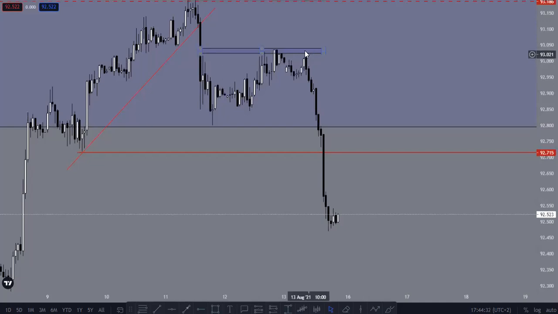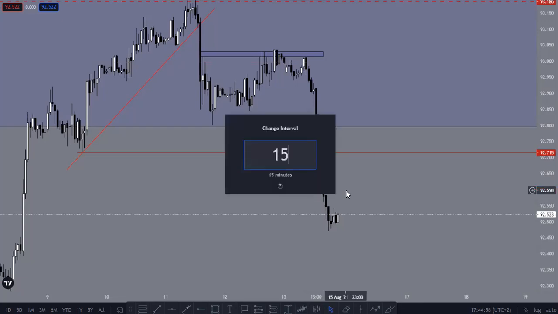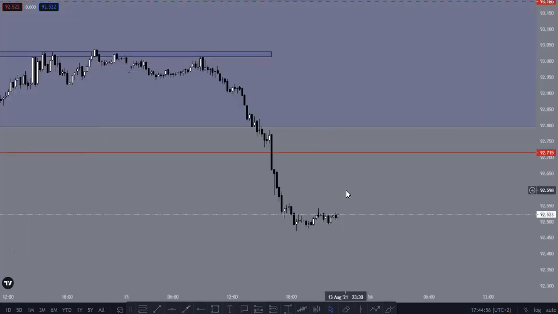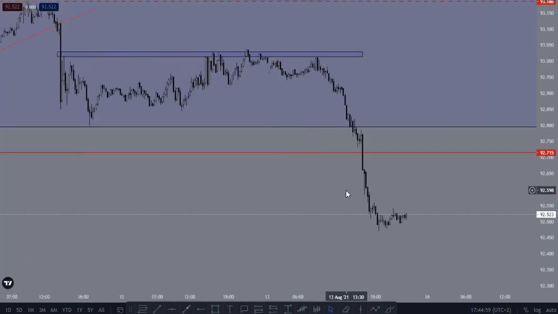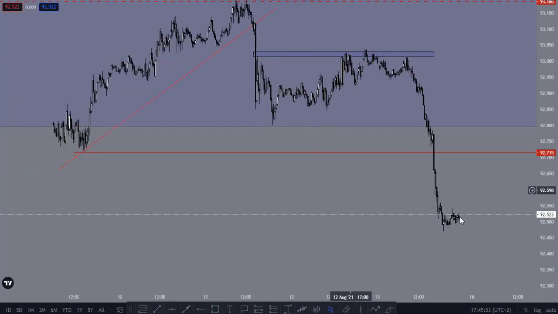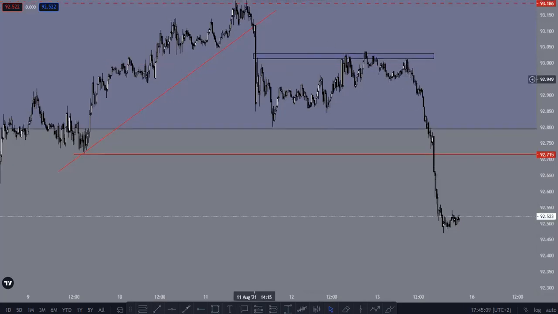So it's an important area for us to go short in, and our stops would have been somewhere inside this area right over here. And price dropped to the downside. So now let's go into a 15-minute time frame.